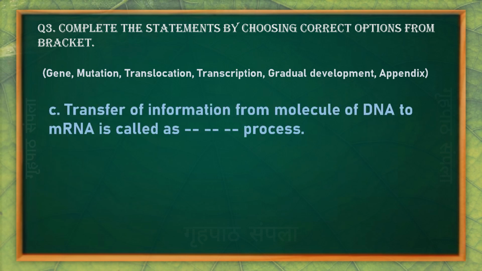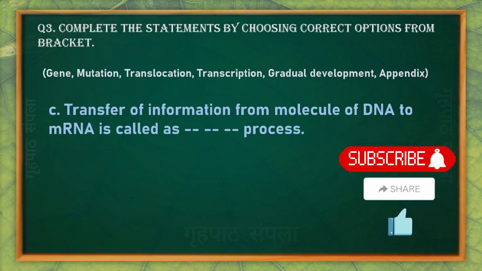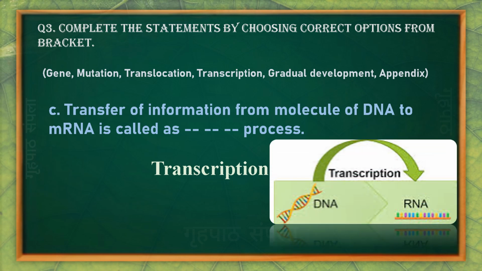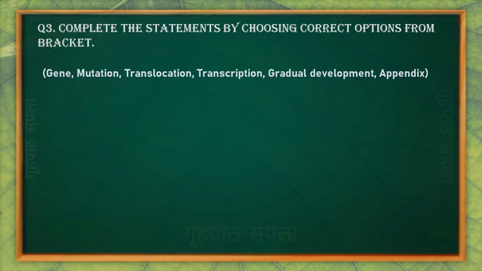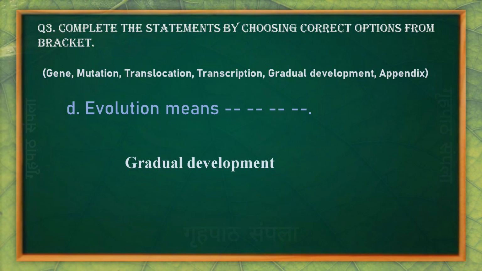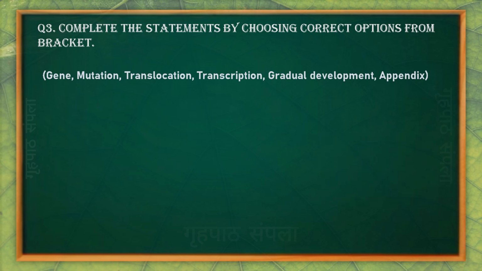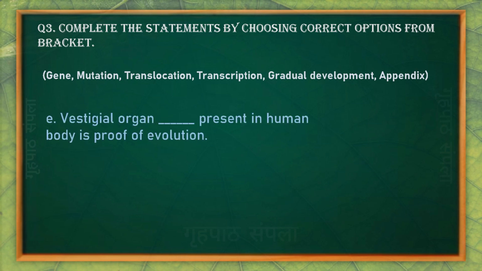C. Transfer of information from molecule of DNA to mRNA is called as dash process. Transcription. D. Evolution means dash gradual development. E. Vestigial organ dash present in human body is proof of evolution. Appendix.